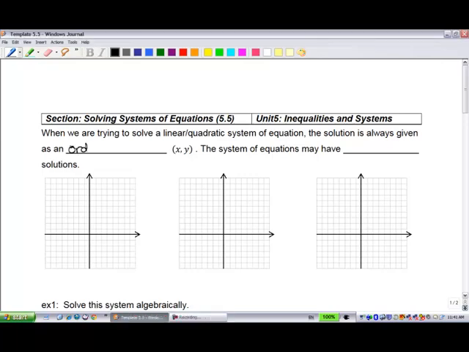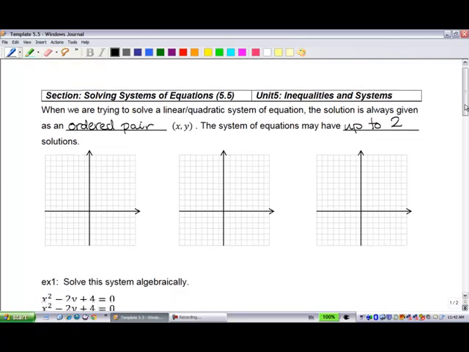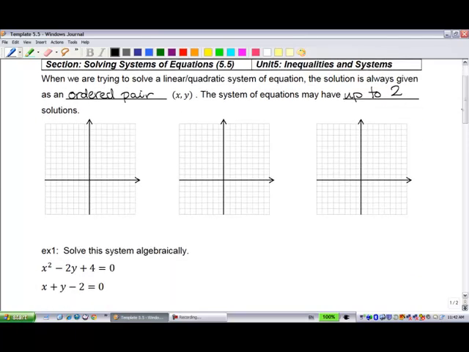Now, if we remember what an ordered pair is, that's basically just an xy coordinate. The system of equations may have up to two solutions. So what are our options? We could have no solution. So let's draw a parabola. It doesn't really need to be very exact here. There's a parabola. Let's draw a line which doesn't pass through that at all. Okay, that's pretty straightforward. We can just draw a line like that. So that has zero solutions.